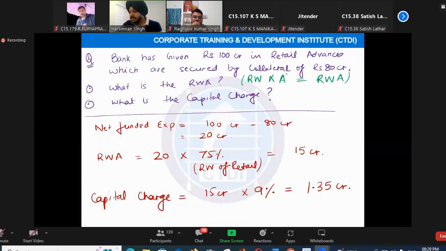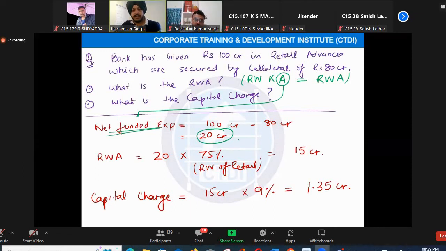Now this asset value will be your net funded exposure. Because 100 crore we have given to Raghubir ji, out of which 80 crore is his collateral or maybe FDR. So actually how much is my risk? My risk is only 20 crores.